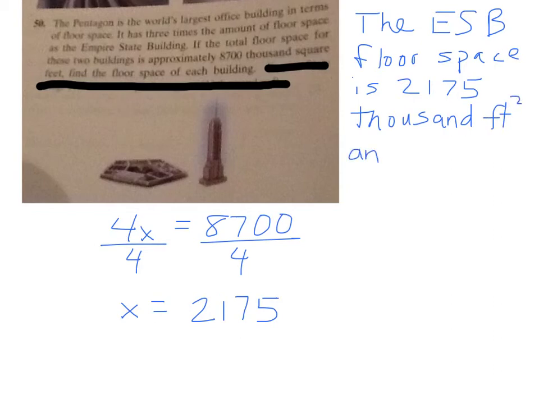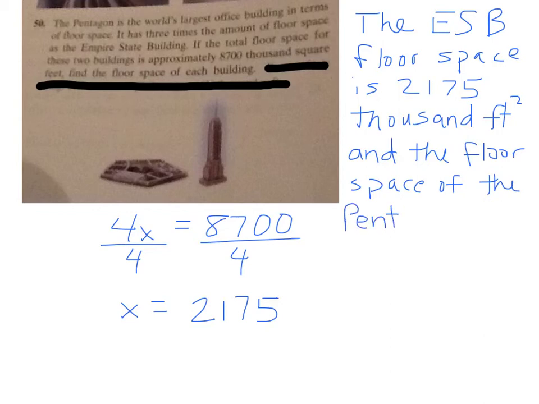The Empire State Building floor space is 2,175,000 square feet. And that would make the Pentagon, the floor space of the Pentagon, then 3 times the 2,175, which is equal to, quick Matt, do that in your head.